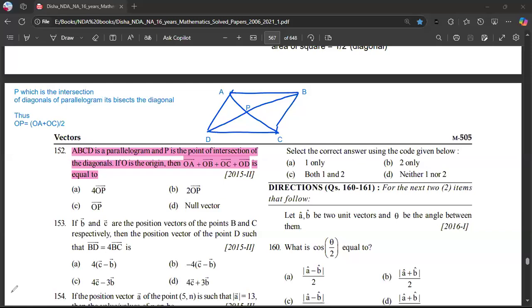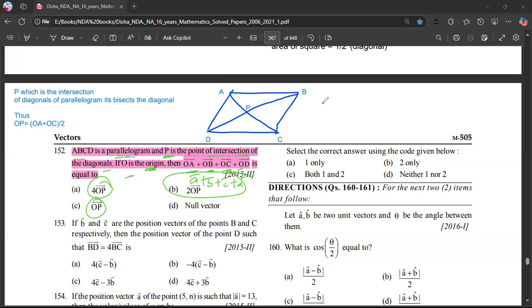See, this question we have just discussed. ABCD is a parallelogram where P is the point of intersection of the diagonals. O is the origin. OA plus OB plus OC plus OD, basically A vector plus B vector plus C vector plus D vector, is what is asked for. And we have to tell it in terms of P vector.